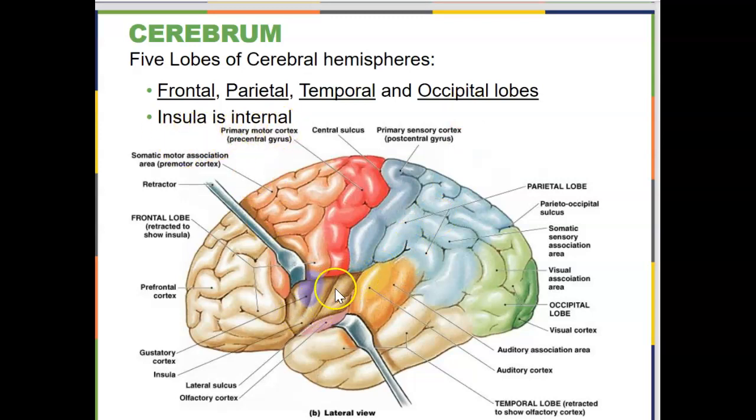So if you peel away the two different sides, the temporal lobe here, the edge of the temporal lobe, there's another folding underneath here that will reveal gustatory cortex. This is the insular lobe here. It's underneath all of this other good stuff.